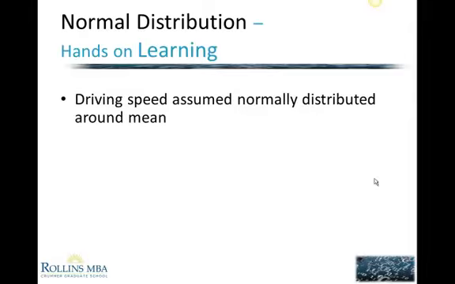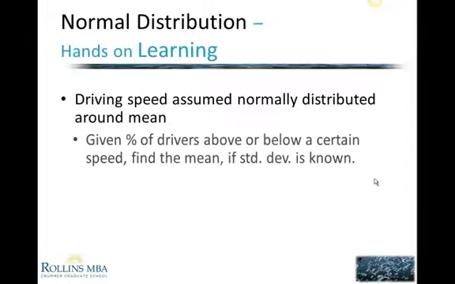So in the problem, you're told that drivers on interstate highways in the U.S. don't observe the posted speed limits. Let's assume that the actual speeds are normally distributed with a mean of mu and a standard deviation that we know, which is 5 miles per hour. So given this information, we want to answer some questions.